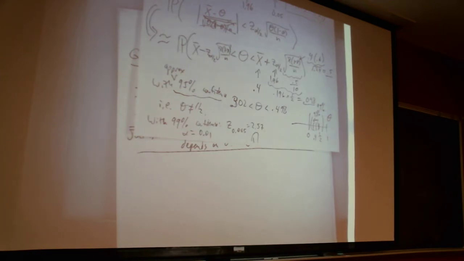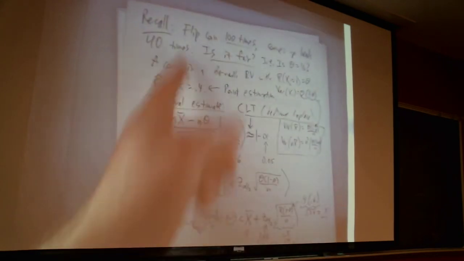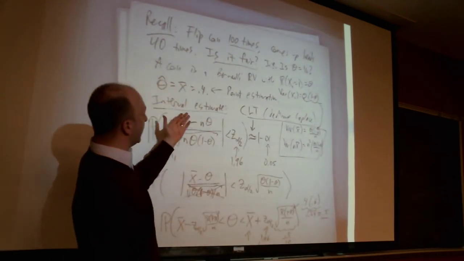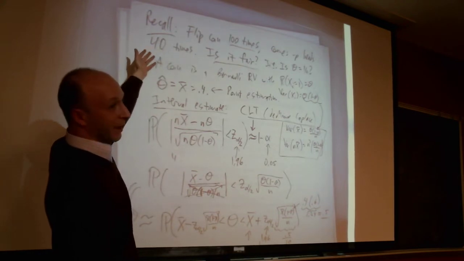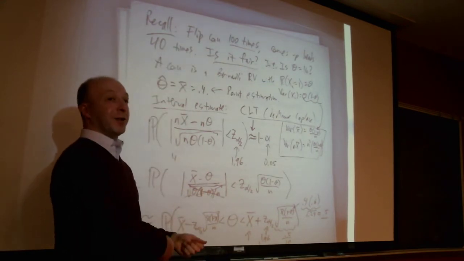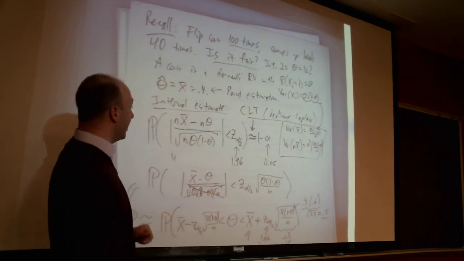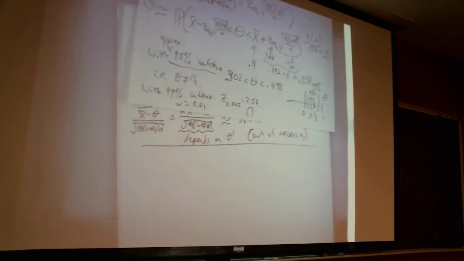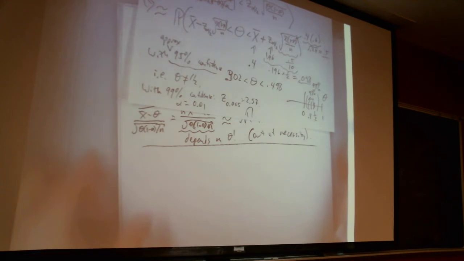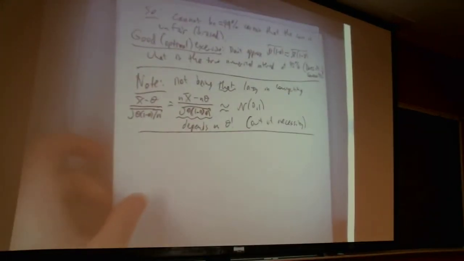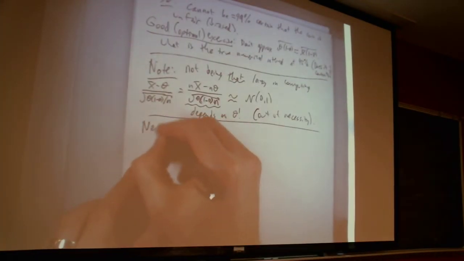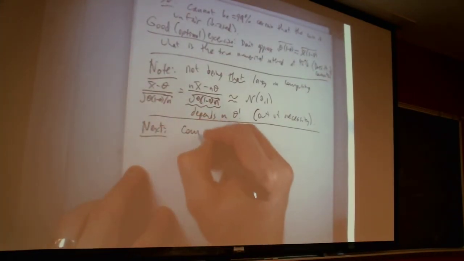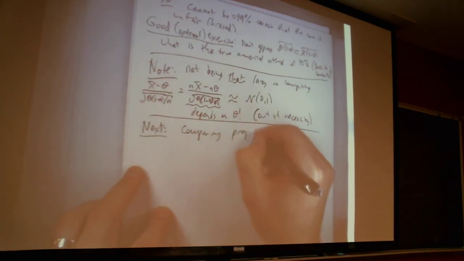So that was a review of estimating proportions. What proportion of the coins do we expect to be fair? What proportion of the population is going to vote for candidate A versus candidate B? You do a direct estimate of the binomial by the central limit theorem. Now the next thing is, what about comparing two proportions? So next, comparing proportions.